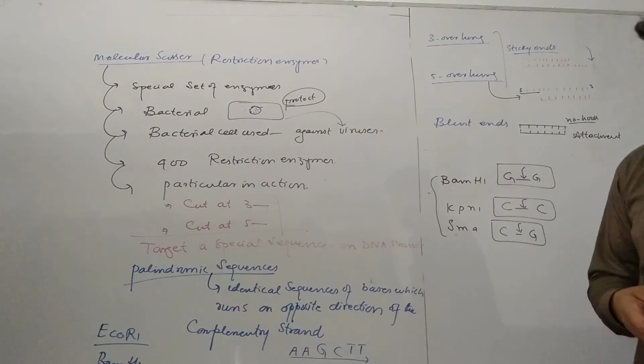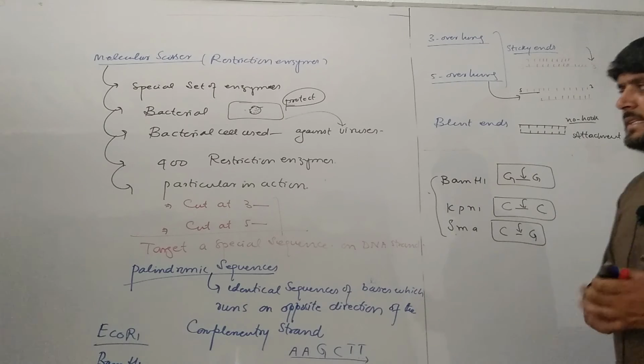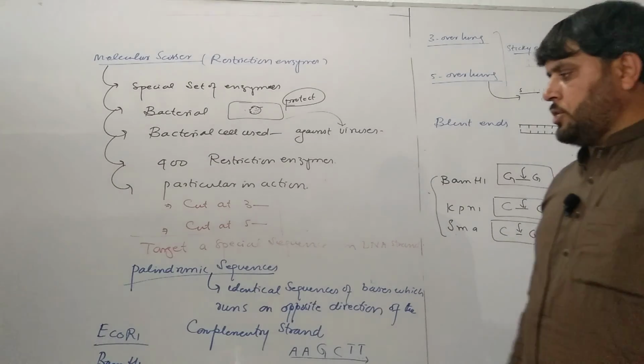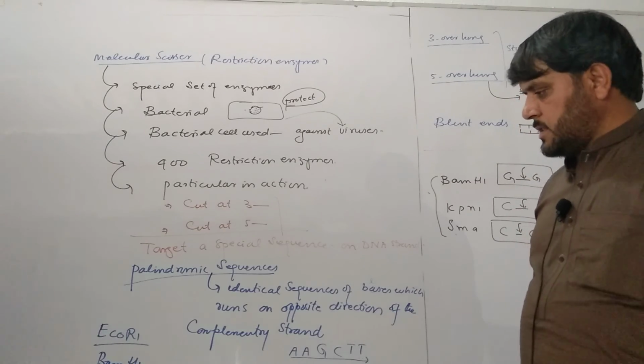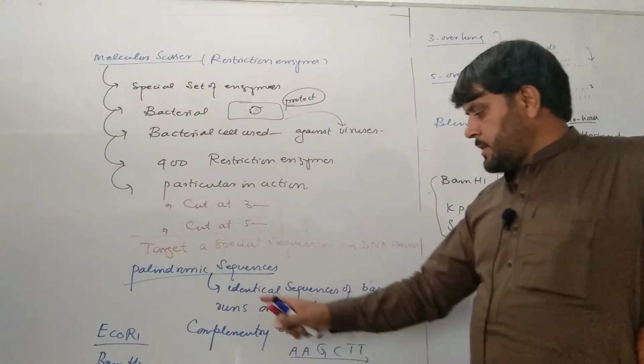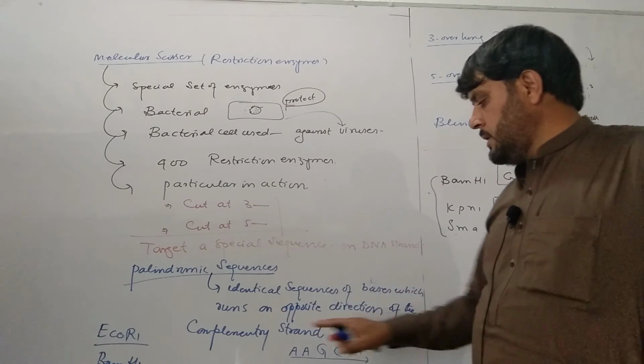Such a gene is obtained by 3 methods we have discussed. The next requirement is the molecular scissor. These are also called restriction enzymes. These are special enzymes present inside the bacterial cell. Bacteria use these enzymes against virus attack. At least 400 restriction enzymes have been discovered. These restriction enzymes cut at a particular site. These particular sites are special sequences called palindromic sequences, which are identical sequences of bases that run in the opposite direction of the complementary strand.